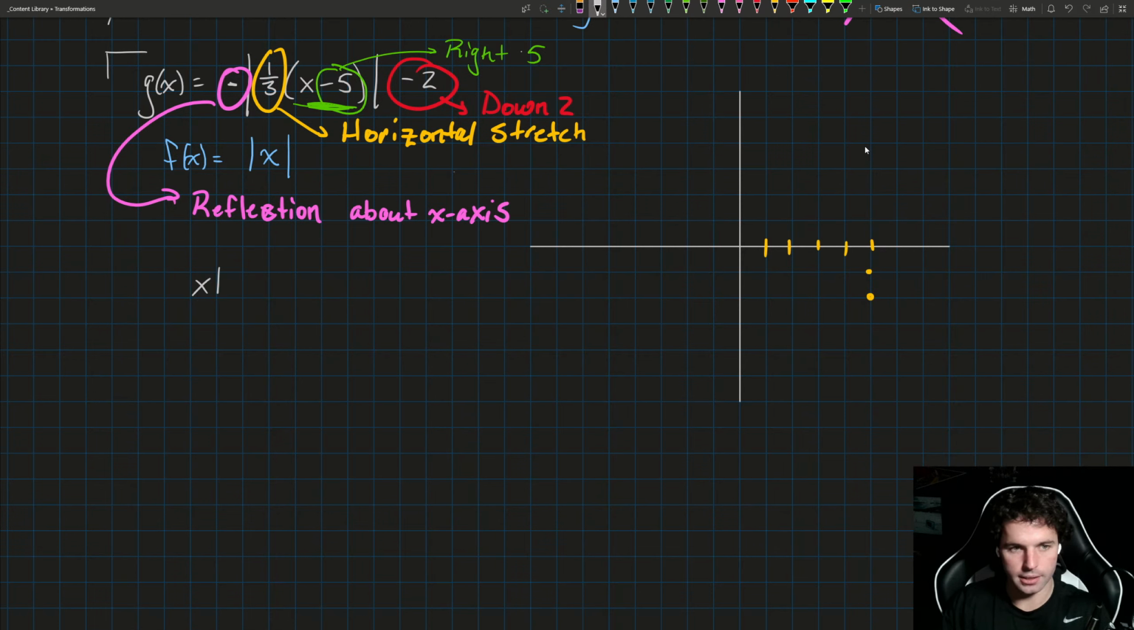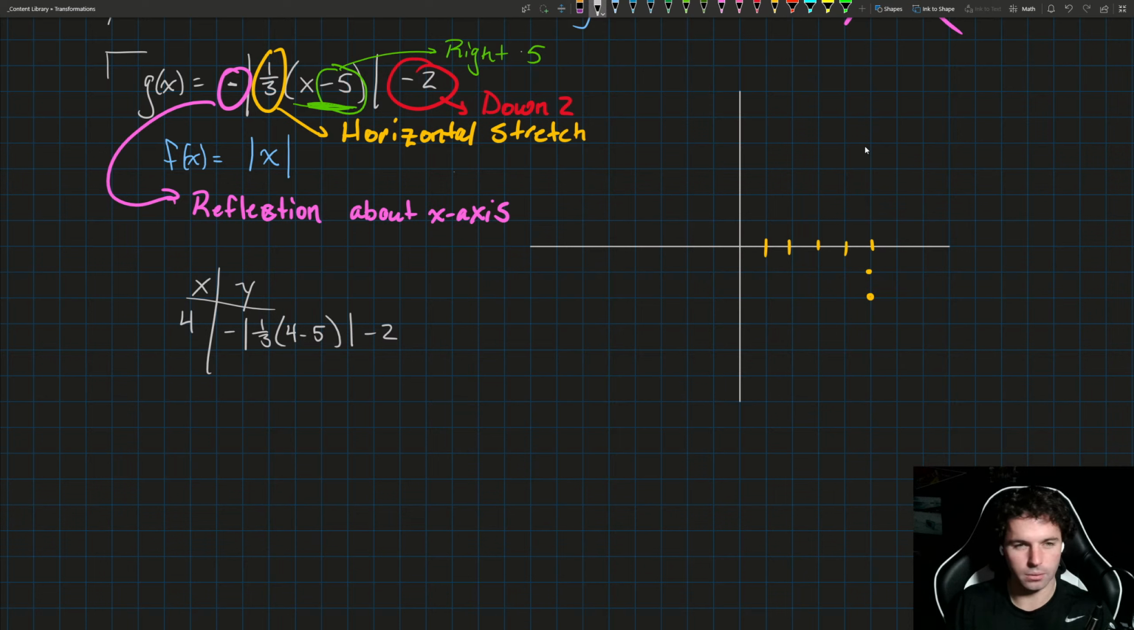So we have an xy table here. Let's plug in one number to the left and one number to the right. So if we plug in 4, we get negative absolute value of 1/3, 4 minus 5, and then minus 2. So 4 minus 5 is negative 1, the absolute value of negative 1/3 gives positive 1/3, which then becomes negative again, and then minus 2.